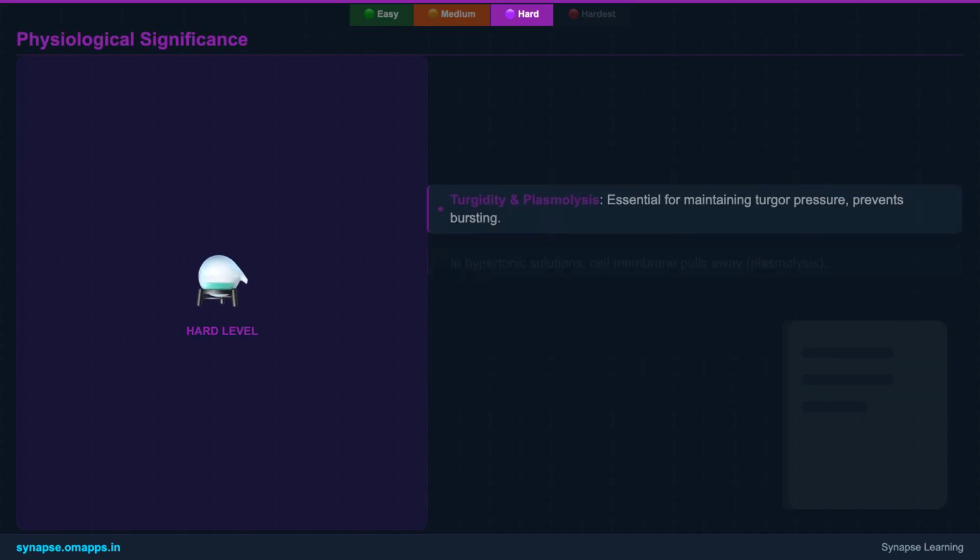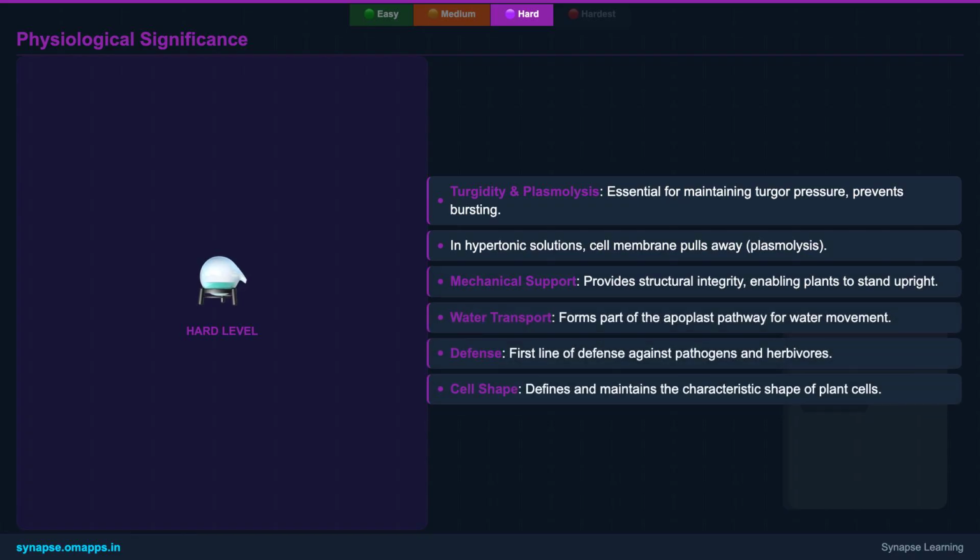The cell wall's physiological roles are foundational to plant life. Its rigidity is essential for maintaining turgor pressure, preventing the cell from bursting in hypotonic conditions. In hypertonic solutions, the cell membrane pulls away from the wall in a process called plasmolysis. The cell wall also provides crucial mechanical support, enabling plants to stand upright against gravity.